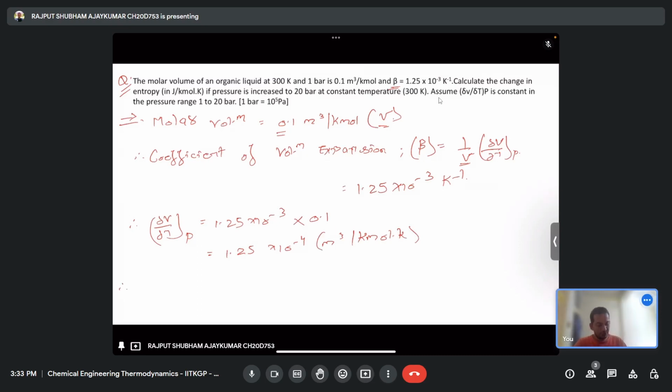Now we need to determine the change in the entropy. Okay, so now I've shown you the thermodynamic network. So what we'll do is that from the Maxwell equations or the Maxwell relationships, from the Maxwell equation we have the volume expansion del V by del T at constant P equal to minus, related to the entropy.